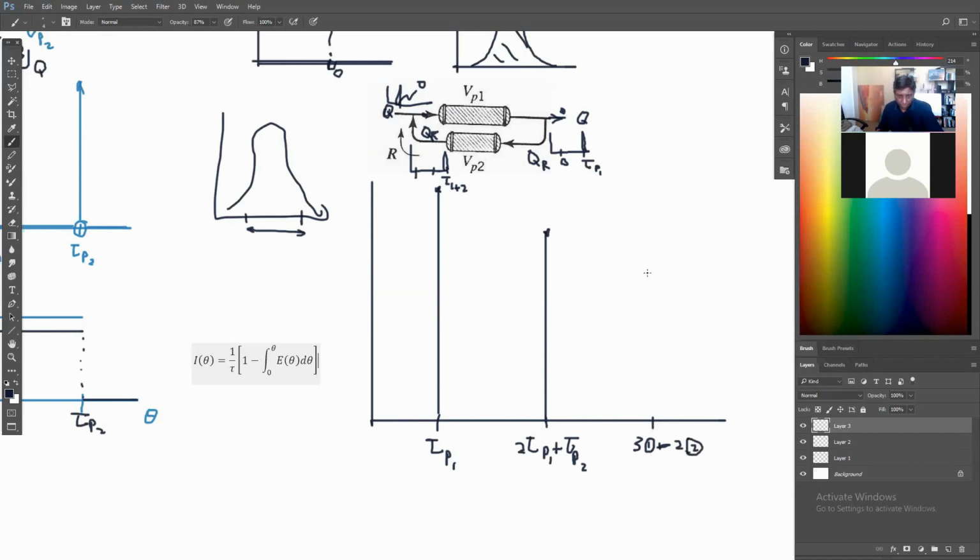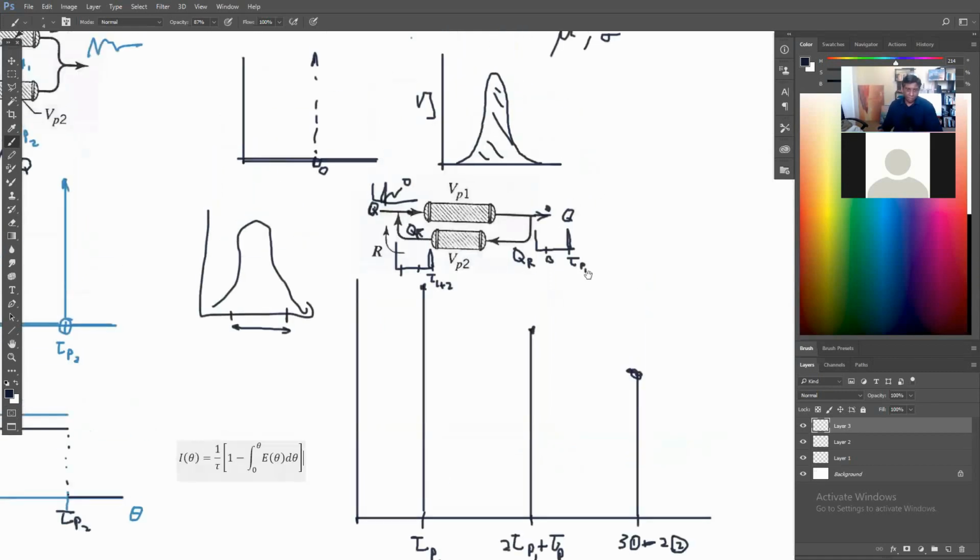So you get another one here. And you'll have noticed that I'm drawing them slightly lower each time. Slightly lower each time. And that's because we are losing tracer each time, right? Each time we've got some tracer leaving out here. So we are getting less tracer going back in there. So each time we cycle through this, we are losing some tracer.